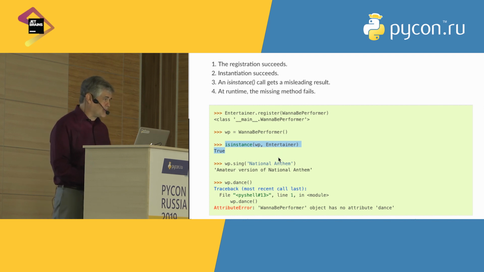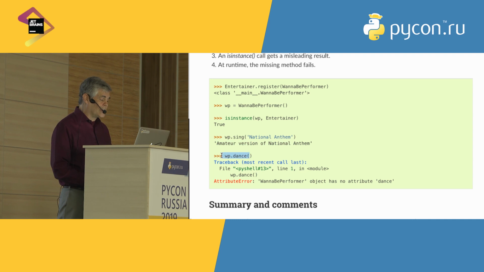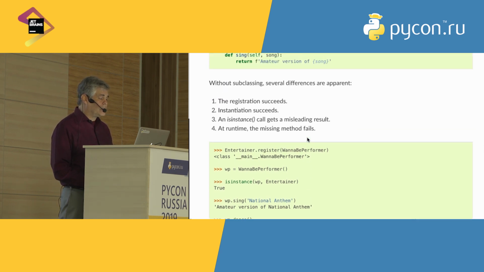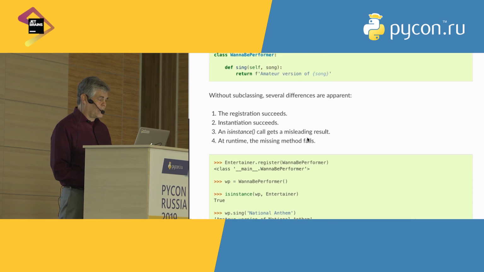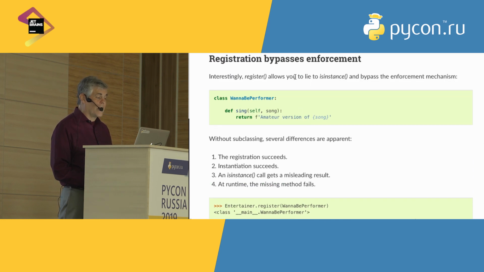Just checking to make sure that you're all dialed in. Remember, there's a test afterwards. So if we ask it to sing, in fact, it can sing an amateur version of the national anthem. If we ask it to dance, it can't dance, even though it's registered as an entertainer. In other words, you get to do something very interesting with registration. You can lie to isinstance. You don't actually have to be an entertainer to be registered.